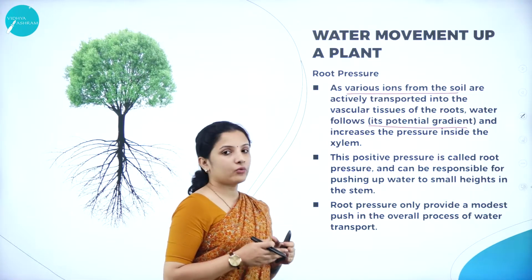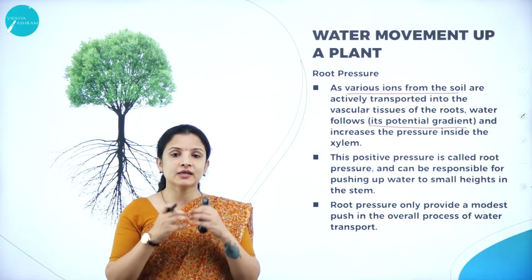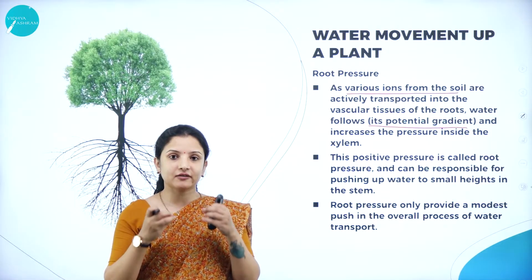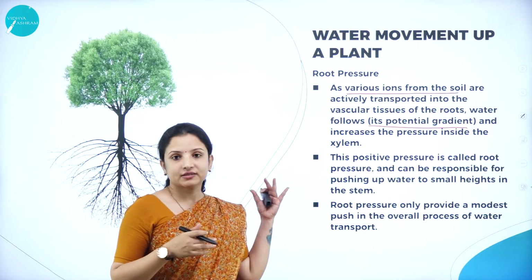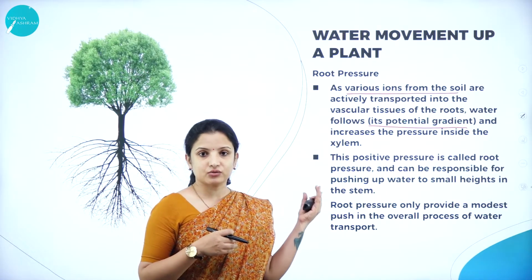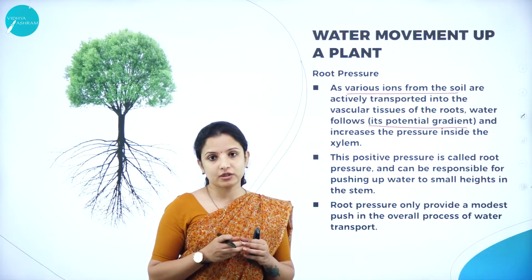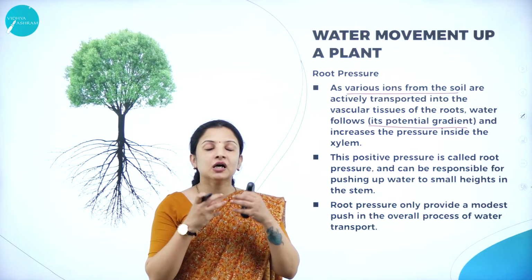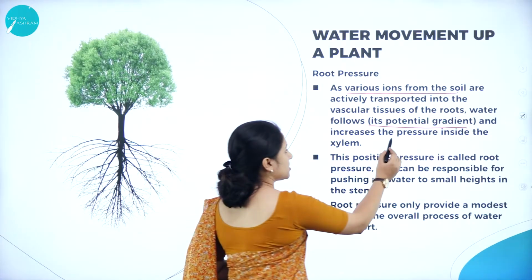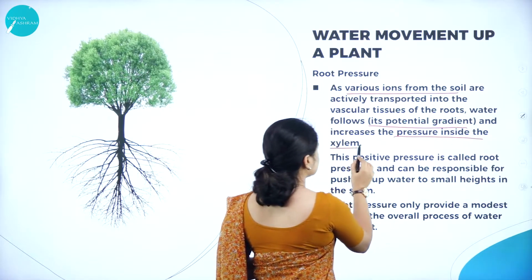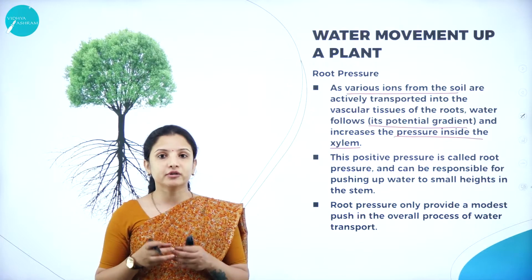And therefore, when it moves, what happens now? Inside the cells of the root, the pressure increases, right? Why? Because the xylem cells which are present in the root get filled in with all these ions and the water molecules. Therefore, what happens? A pressure will be created inside the xylem. So this pressure that is created is a positive pressure.